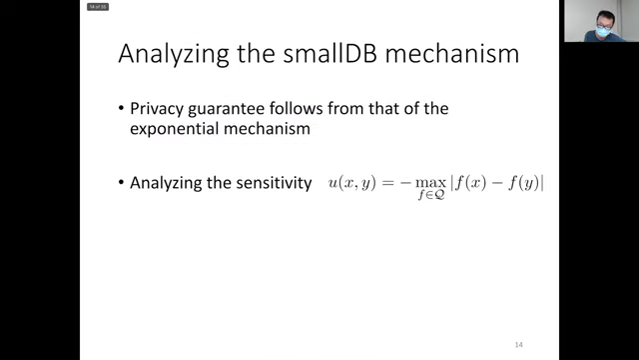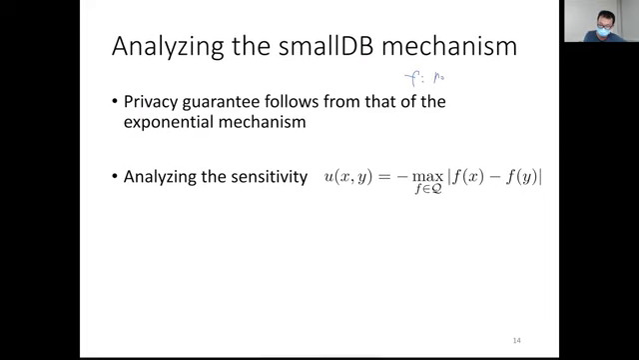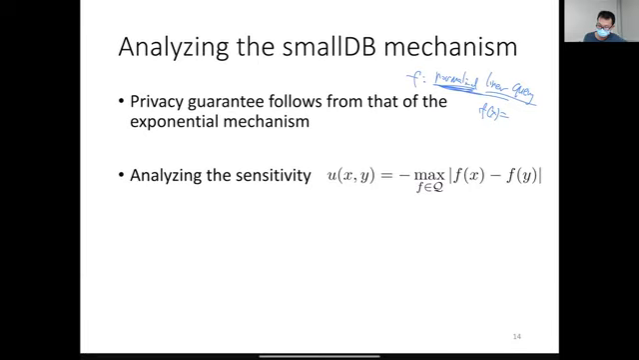The privacy analysis of the small dB algorithm is straightforward because it follows from that of the exponential mechanism, and all we have to do is show that this utility function is low sensitivity. To be consistent with what we did in the SVT, let's consider F to be a normalized linear query. Normalized means that F(X) is equal to Q transpose X times 1 over n, where n is the size of the data set. Let's also consider the replace-one neighboring relationship, so that n is public information and we don't need to worry about it.